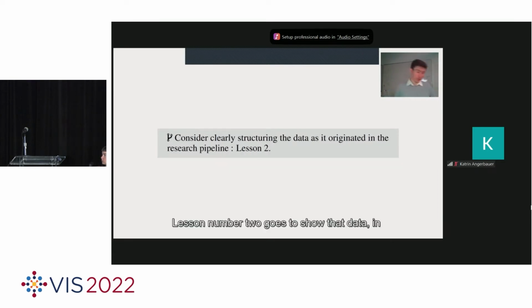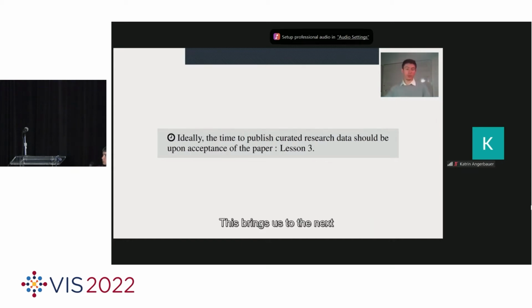Lesson number 2 goes to show that data, in order to facilitate research repeatability, because each step in the research pipeline bears importance to the next, can be structured in such a way, and this is done quite easily in the case of DAOs, simply by archive upload. And this brings us to the next lesson, which is lesson number 3.